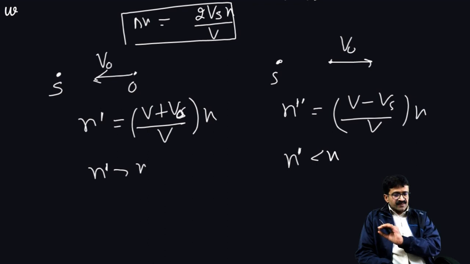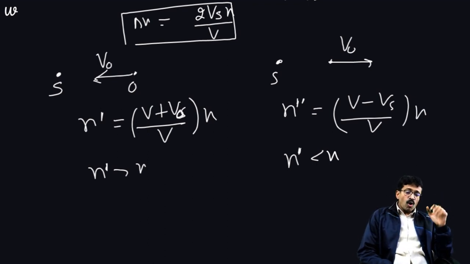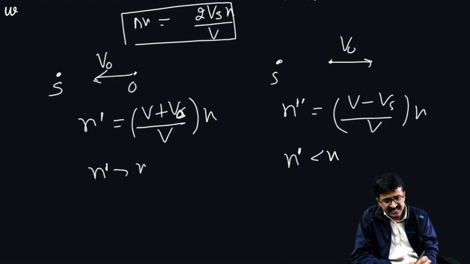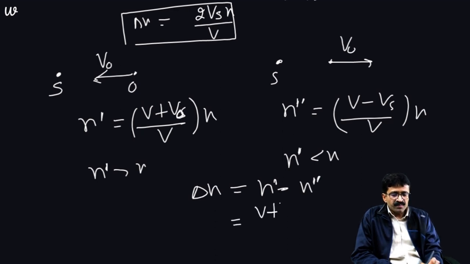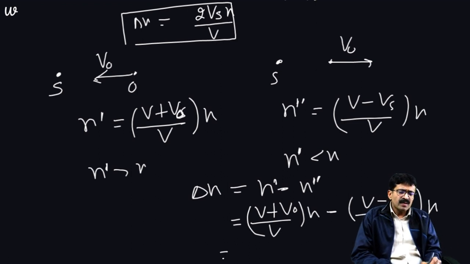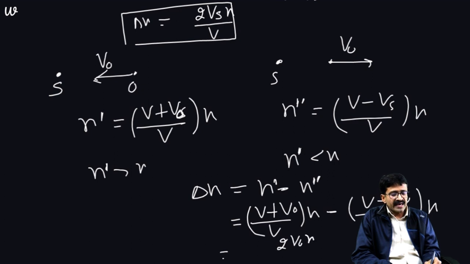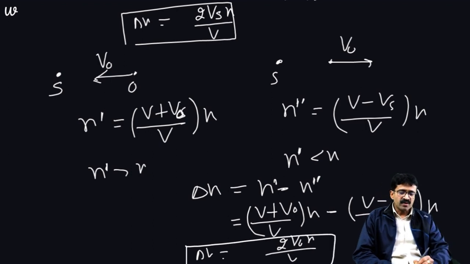In both cases, whether the sound source is moving or the observer is moving, we have beats. Here too the number of beats will be delta N equal to N dash minus N double dash. We put in the values of both: V plus VO upon V into N, minus V minus VO upon V into N. The result will be very similar to the earlier one. Instead of the speed of sound, here it will be the speed of observer: 2 VO N upon V. That is also the beat frequency, or number of beats heard.